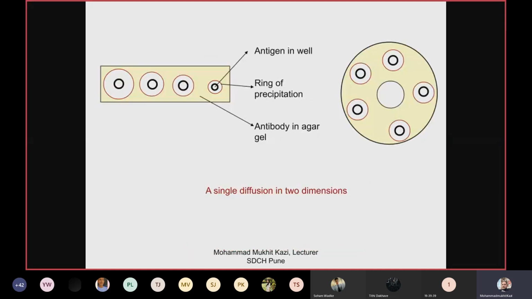Now here is single diffusion in 2 dimensions. It can be done in a Petri plate or it can be done on a slide. On a slide or a Petri plate, you put an agar gel. This is a semi-solid agar gel which is poured onto the slide or onto the culture plate, and then you can make some wells. You prepare those wells and then put the antigen in the well, and the agarose will consist of antibody. So the antigen will start percolating and it will form a line of precipitate wherever it meets the antibodies. So this is the single diffusion in 2 dimensions.